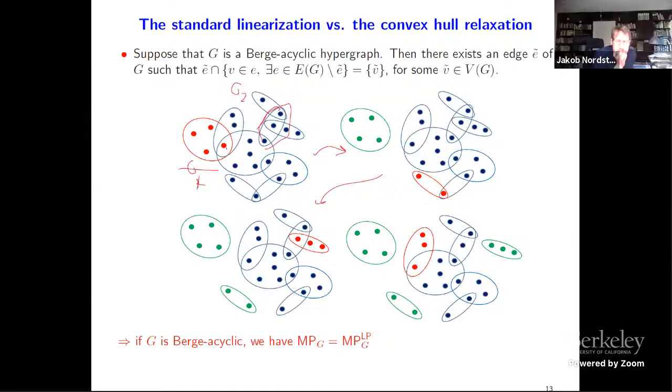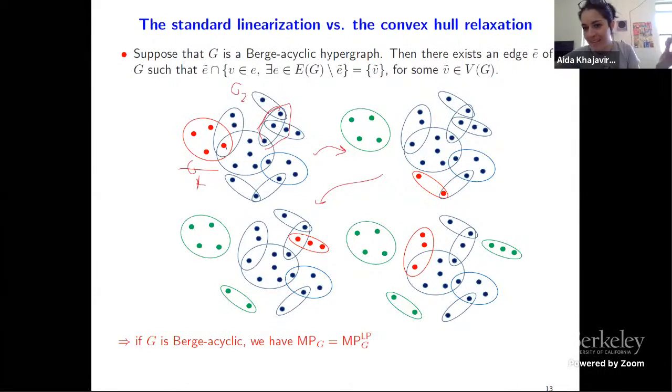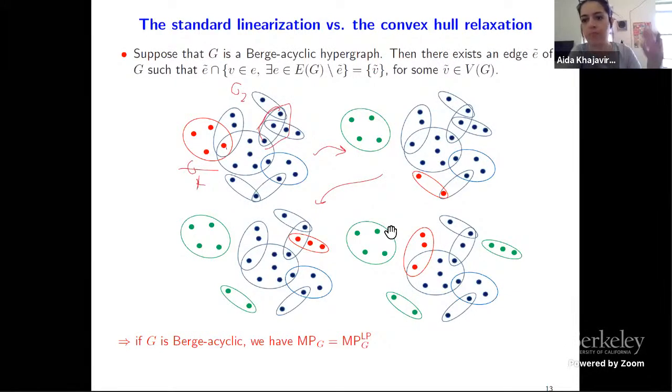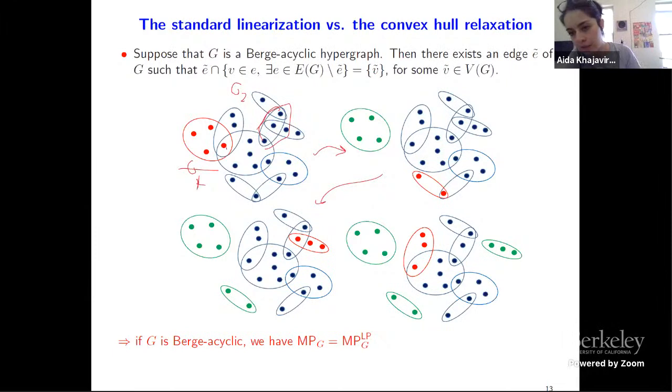Okay. So if you take a leaf each time, you can just detach that single edge. And then on one hand, you will have an edge, which is just as simple as it can be, and the rest remains Berge acyclic, and then I can do it again and again. Okay. So now this is nice because the standard linearization has a very simple structure. However, Berge acyclic hypergraphs are super restrictive, as you can see, and I cannot think of any interesting problem whose underlying hypergraph is Berge acyclic.